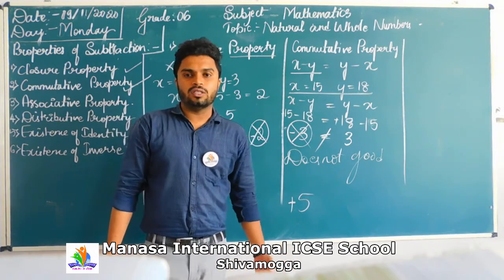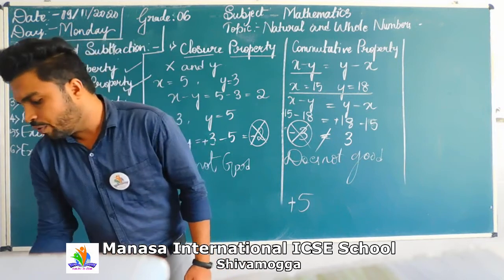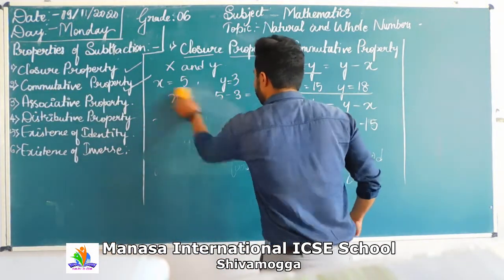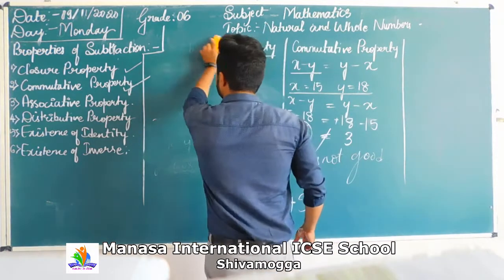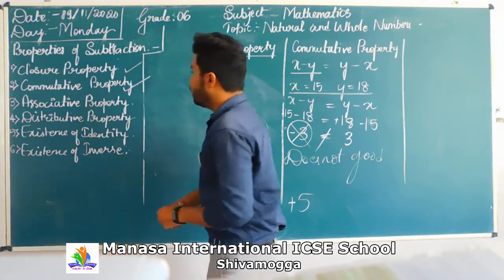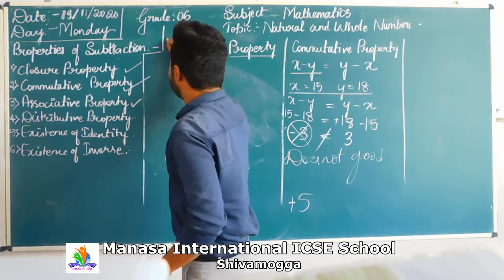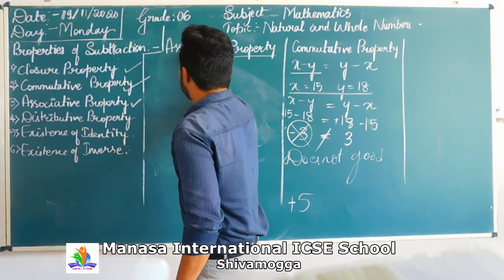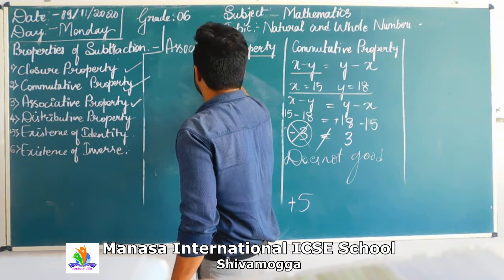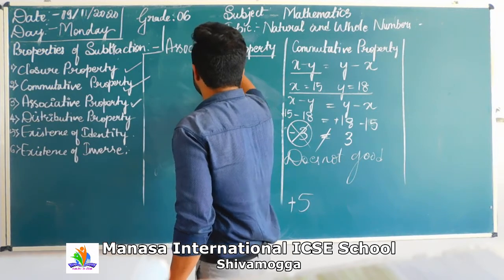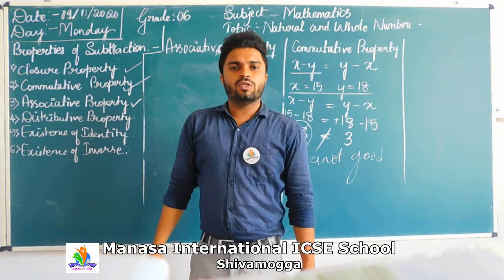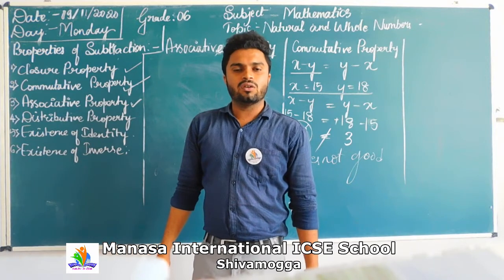Okay, this is about the commutative property. Next, moving on to the next property: the associative property.